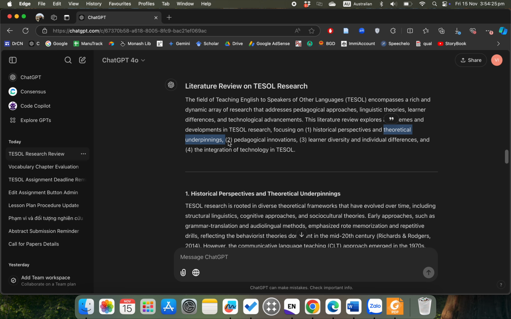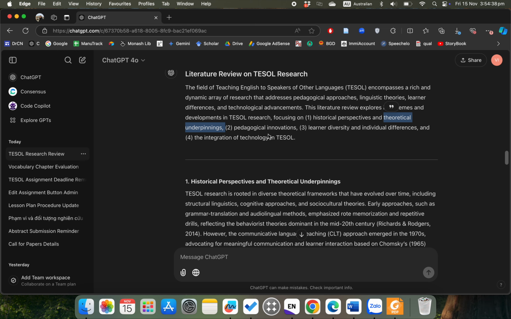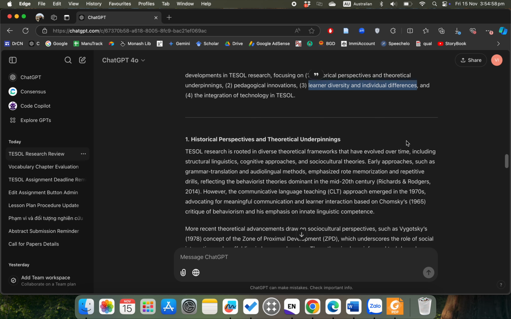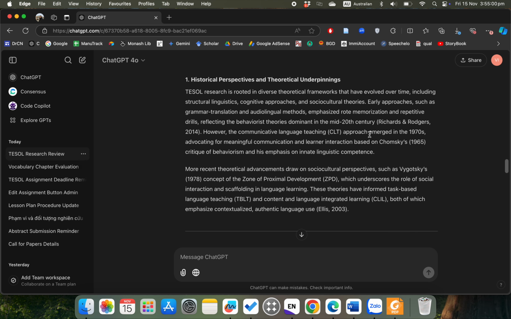All right, so it indicates that it doesn't really understand what a theme is, or at least this is a theme in its understanding, not necessarily in our general understanding of what a theme is. The same thing when I say learner diversity and individual differences. When we talk about individual differences, it can be quite broad, and it is a whole field of study. So it's quite general what it means by individual differences.